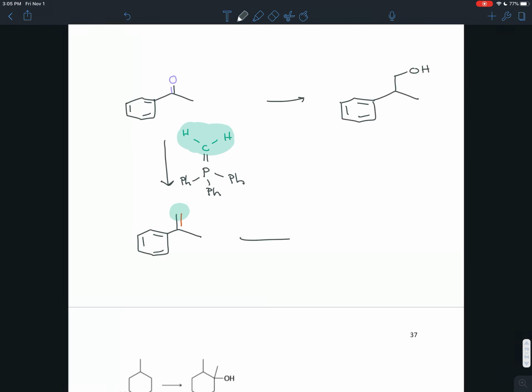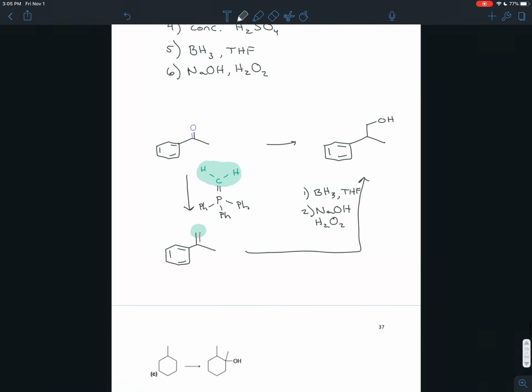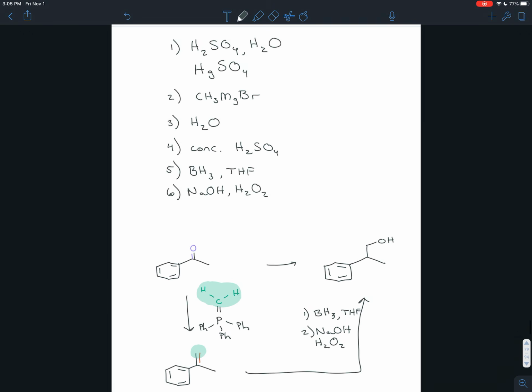And then, just one more step. You can do the hydroboration oxidation. So you can add the OH on in an anti-Markovnikov way, so BH3 and THF, followed by sodium hydroxide and hydrogen peroxide. So that's much fewer steps.